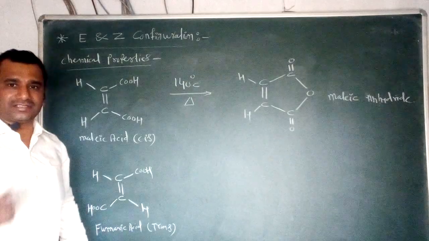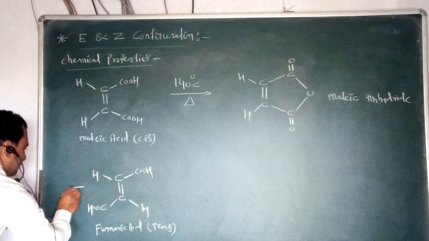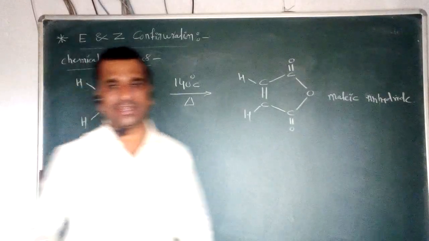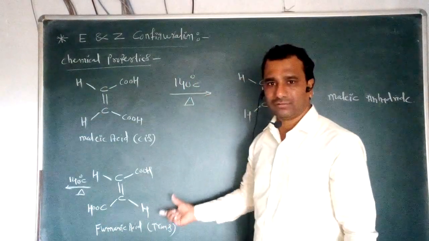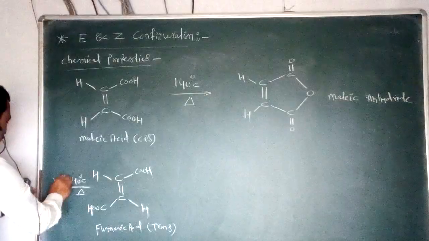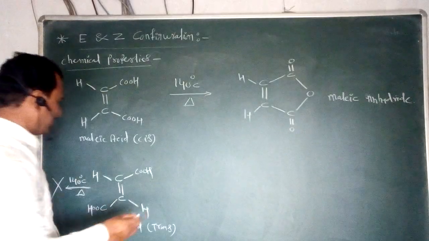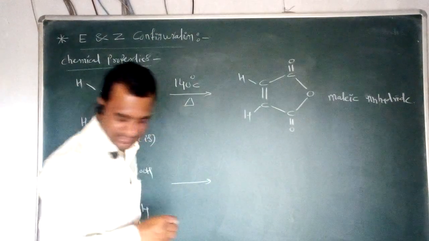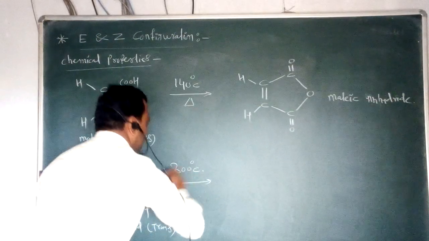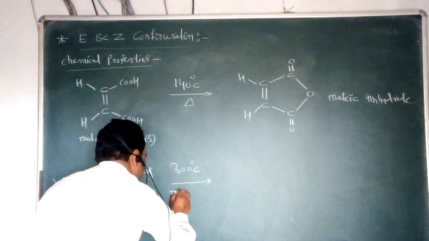Now if we want to study the same type of reaction for this fumaric acid, suppose we heat this fumaric acid at a temperature of 140 degrees centigrade, what happens? After heating at 140 degrees centigrade, it cannot undergo the cyclization type of reaction. So what we have to do? We have to take a higher temperature, say 300 degrees centigrade. So if we heat this fumaric acid at 300 degrees centigrade, it undergoes isomerization.